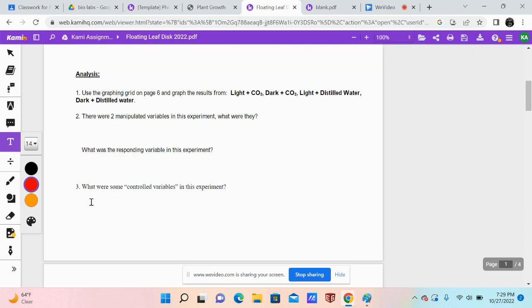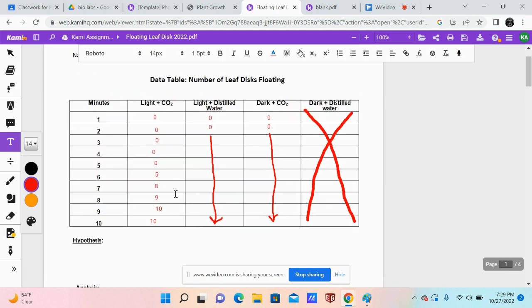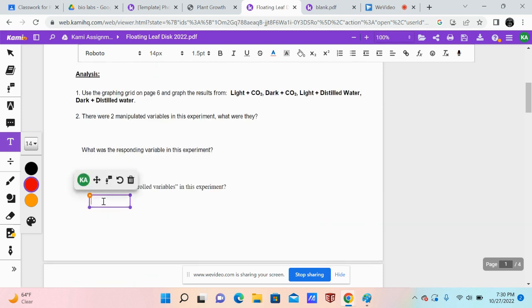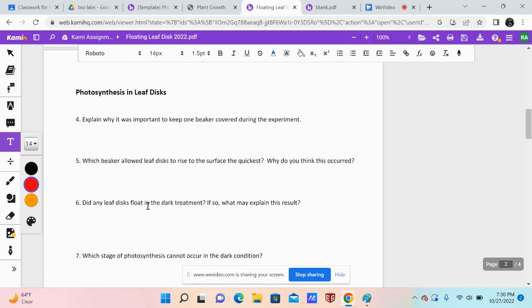3, what were some controlled variables, things that had to stay the same between each one? We had 10 discs in each one, so you put same amount of discs, same type of discs. They were all spinach leaves. You can say the same amount of minutes. All of them were 10 minutes. So you can say the same amount of leaf discs, the same type of leaves, and the same amount of time, 10 minutes.